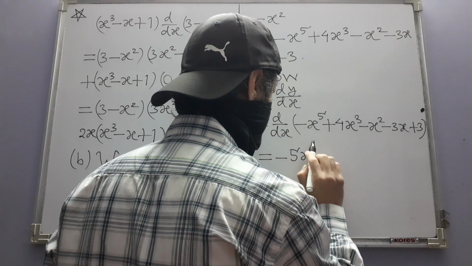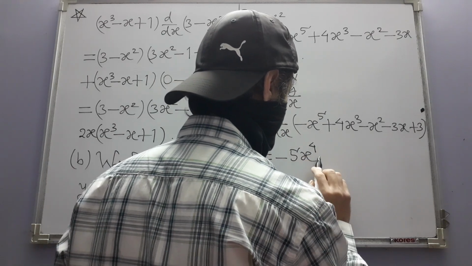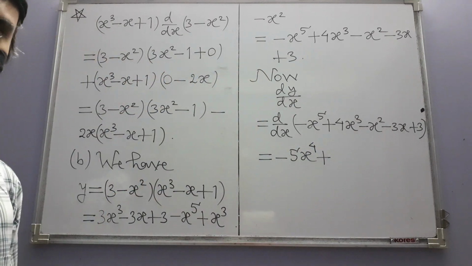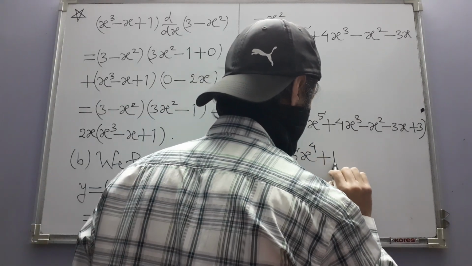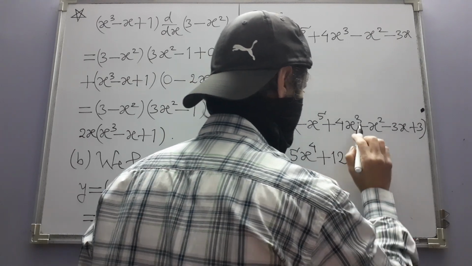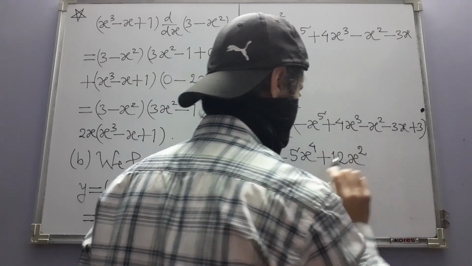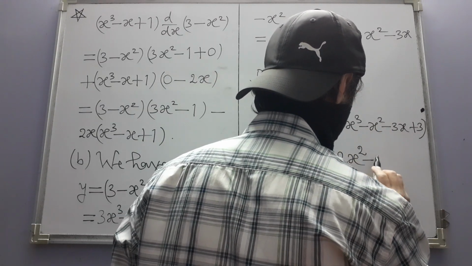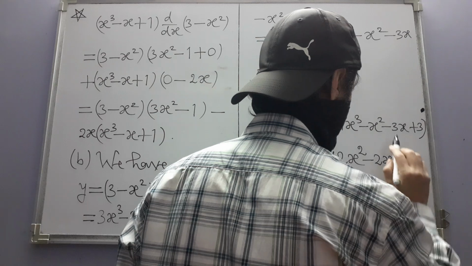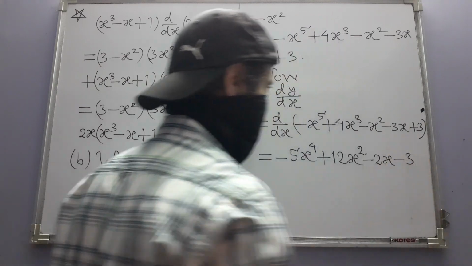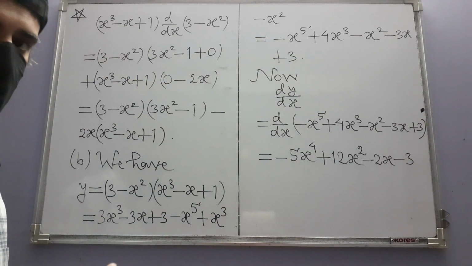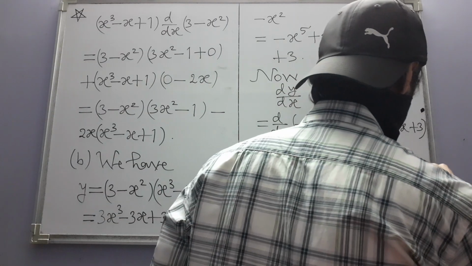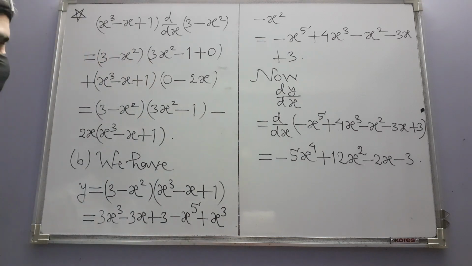So the first one will be minus 5x to the power 4 plus, if you bring 3 down, that gets multiplied with 4 and it becomes 12, and then the exponent gets reduced by 1. It was 3 previously, now it is 2. X square will become 2x, minus 3x will become minus 3, and plus 3 will just vanish because it will become 0. So, by the second method, this is our derivative.